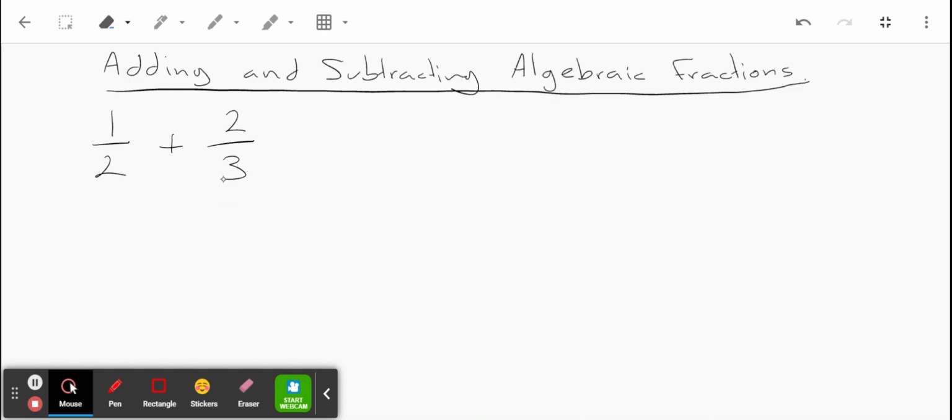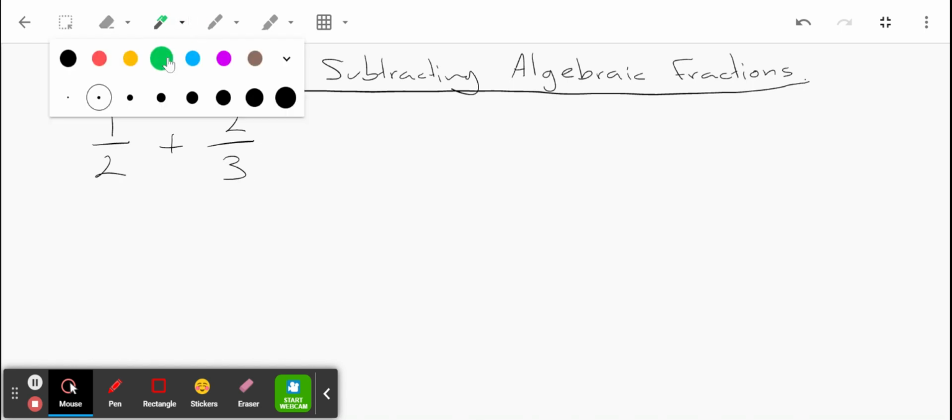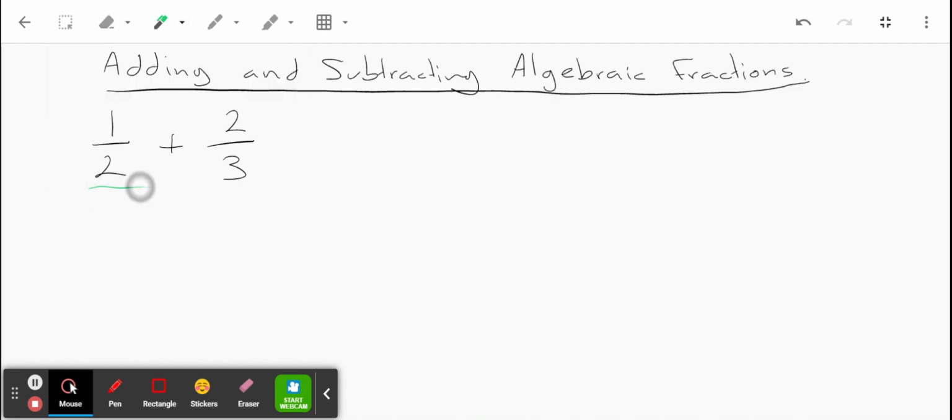When we've got a fraction, we've got our numerator on the top and our denominator on the bottom. We need to get a common denominator, so a common number on the bottom. In order to do that, we multiply the fractions to make that happen. Firstly, we look for the lowest common number that both 2 and 3 go into. In this case, 2 times 3 is 6, and 6 is the lowest number that both of those go into. So we're going to make 6 our denominator.